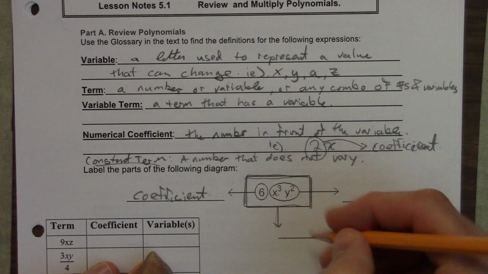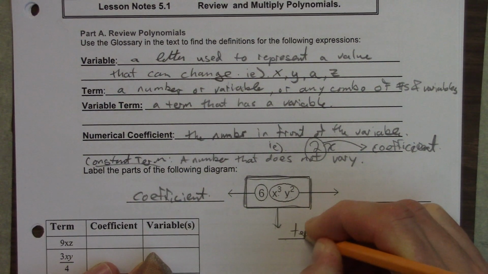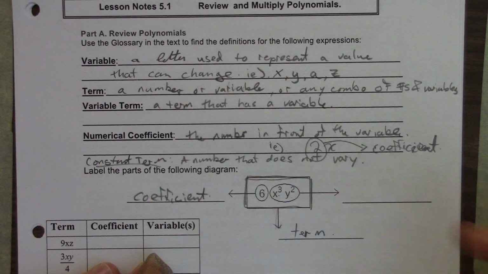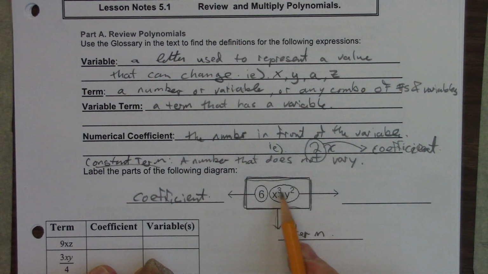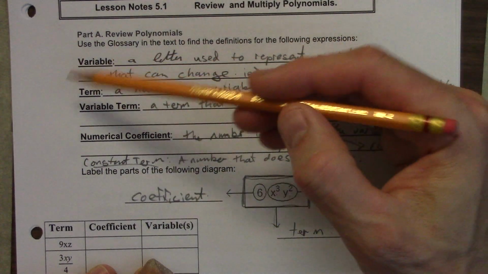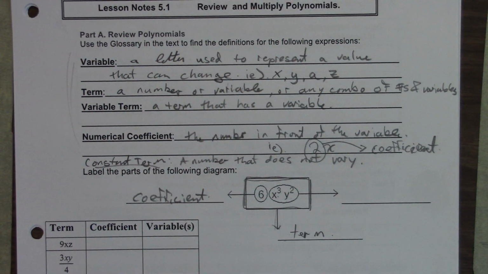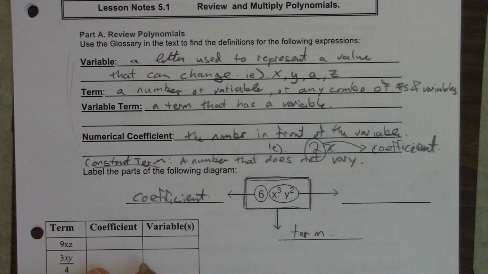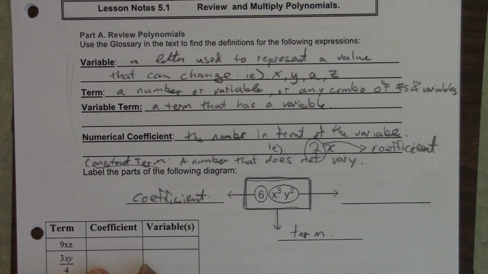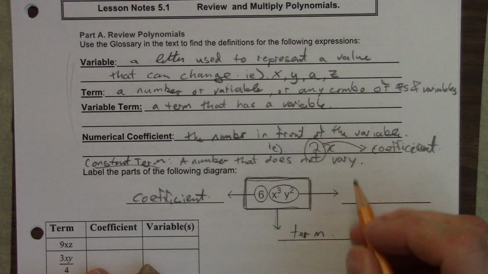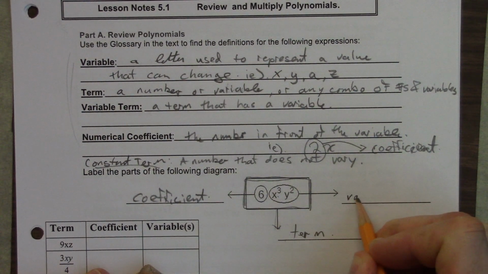Yeah, the whole thing here, yeah, it's the term, right? That's everything. The whole thing is called the term. And then this portion here, Josiah, the x cubed y squared, what would that be in terms of our definitions here? No, it's not the value. Yeah, it would be. Did you say variable? Yes. Yeah, that's right.